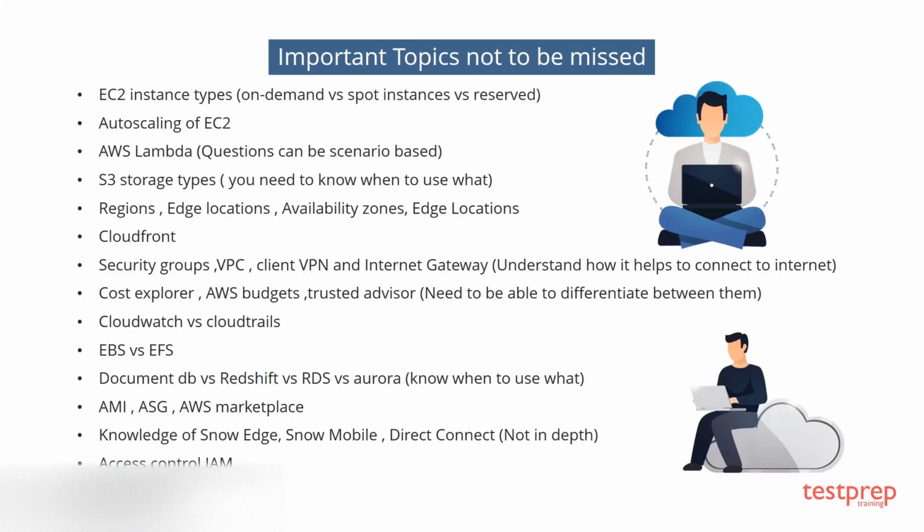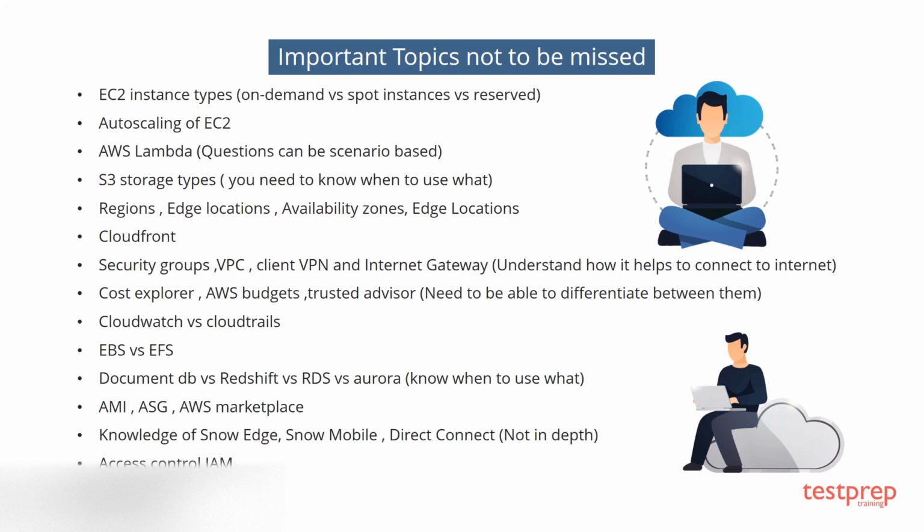Here we have compiled a list of topics which are frequently asked in the exam. 1. EC2 Instance Types, On-Demand versus Spot Instances versus Reserved. 2. Auto-Scaling of EC2. 3. AWS Lambda, questions can be scenario-based. 4. S3 Storage Types, you need to know when to use what. 5. Regions, Edge Locations, Availability Zones. 6. CloudFront. 7. Security Groups, VPC, Client VPN and Internet Gateway, understand how it helps to connect to the Internet. 8. Cost Explorer, AWS Budgets, Trusted Advisor, need to be able to differentiate between them.